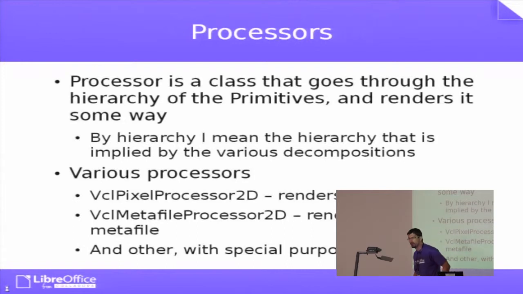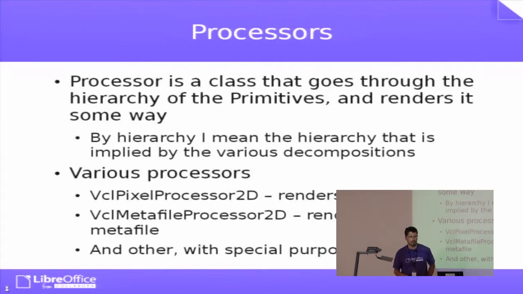Then you have the processes, as I've shown you in the code example. You have the processor to be able to get it somehow on the screen or into a bitmap or to a virtual device. There are various processors that do this. One of the most important ones is the pixel processor, which is supposed to just render it on the screen. You provide it with the primitive 2D sequence, and it is supposed to either do the decompositions or render it directly onto the screen.